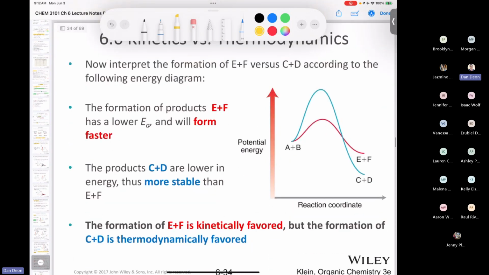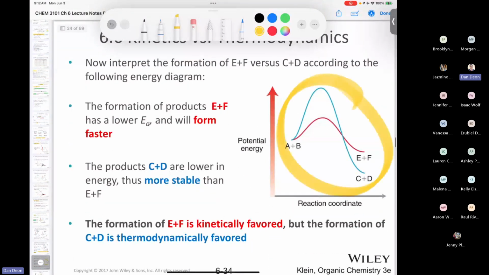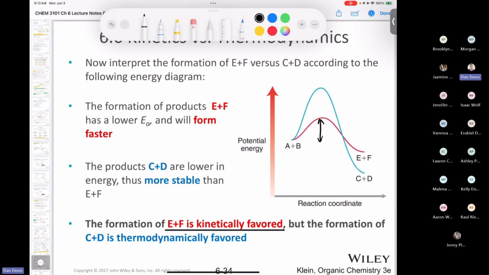So there you go. Now if we look at this coordinate diagram here, you can see that E and F have a lower activation energy. So E and F are kinetically favored, okay? However, if you look at C and D, there's a bigger delta G gap. So C and D happen to be thermodynamically favored.